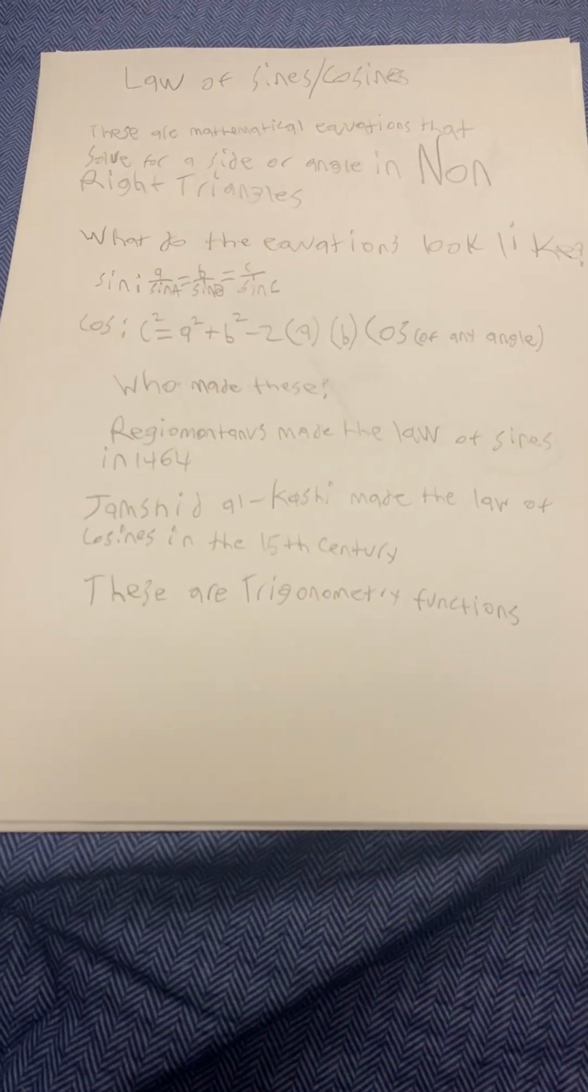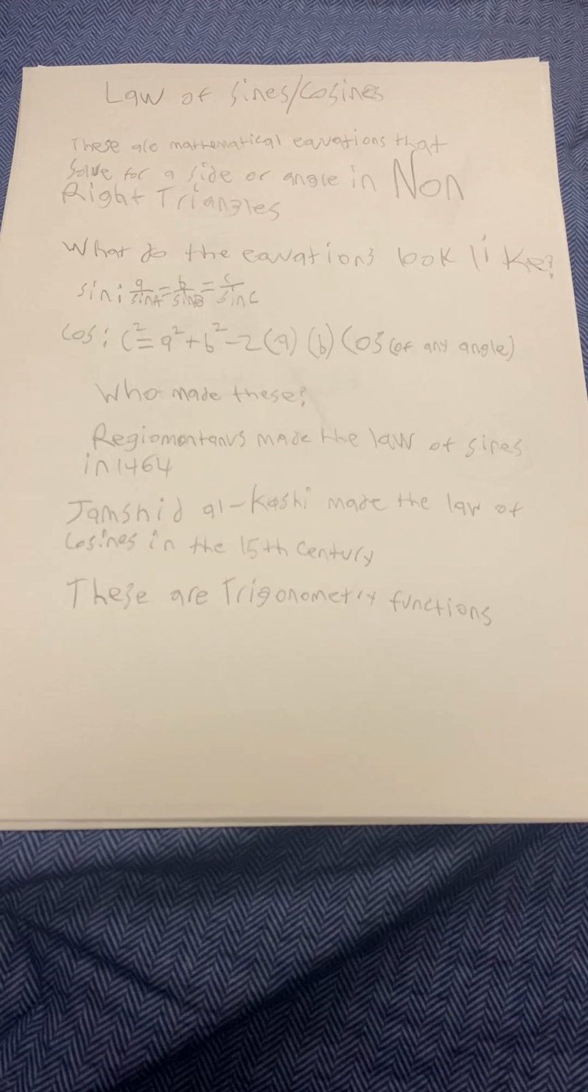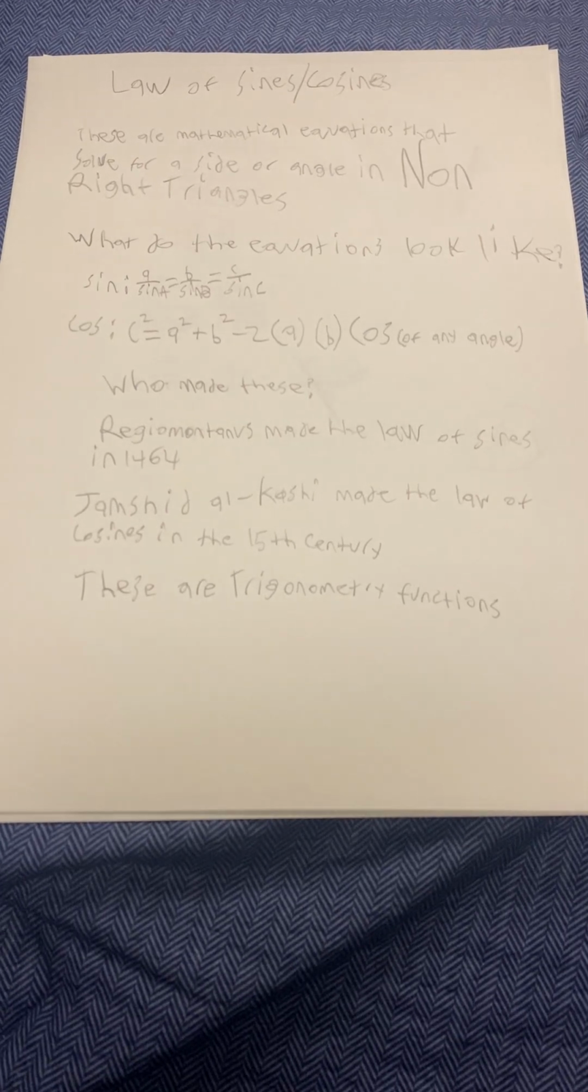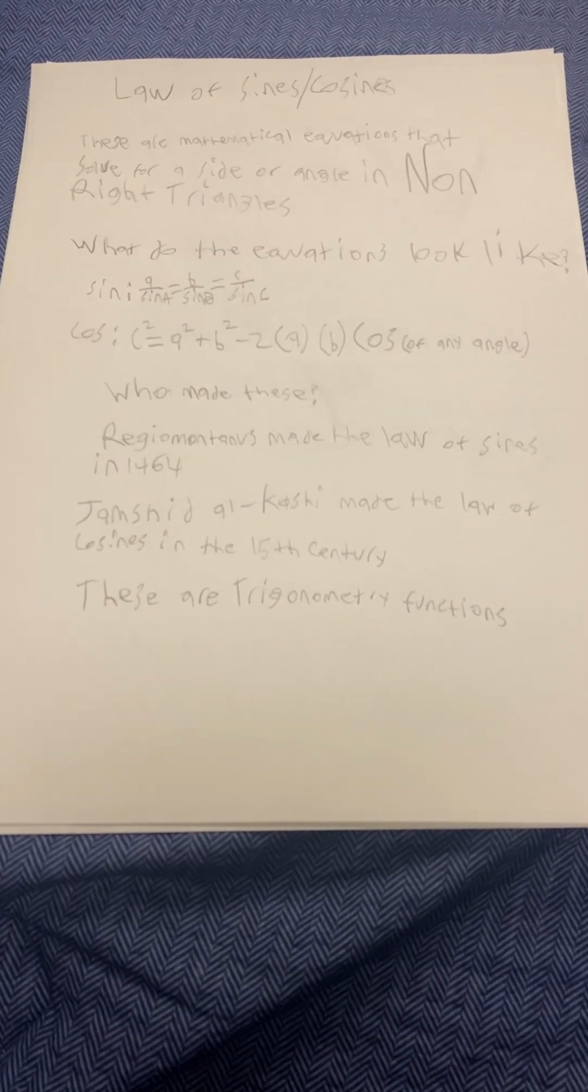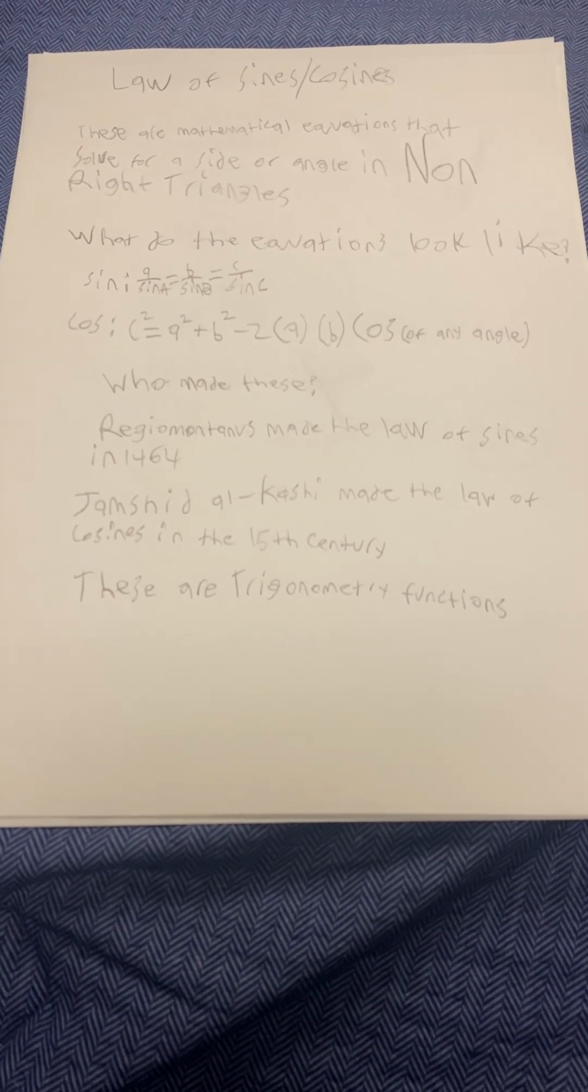These are also interchangeable. So, for example, it could be a squared equals b squared plus c squared minus 2 times b times c cosine of whatever angle. And then you can flip it around however you want.